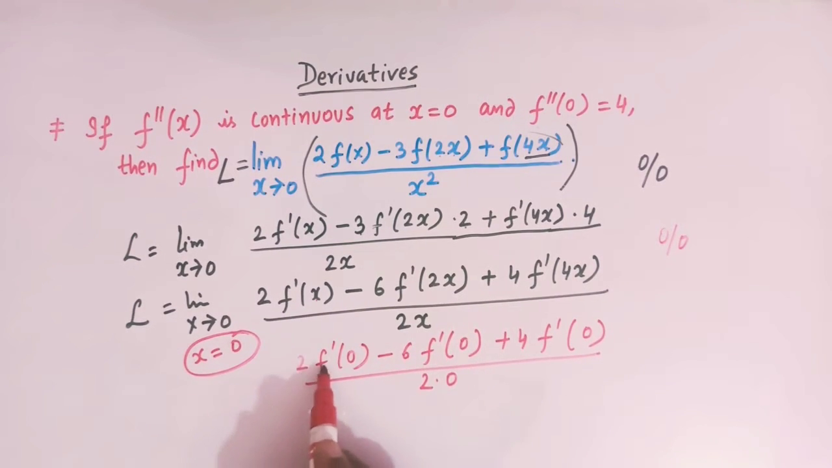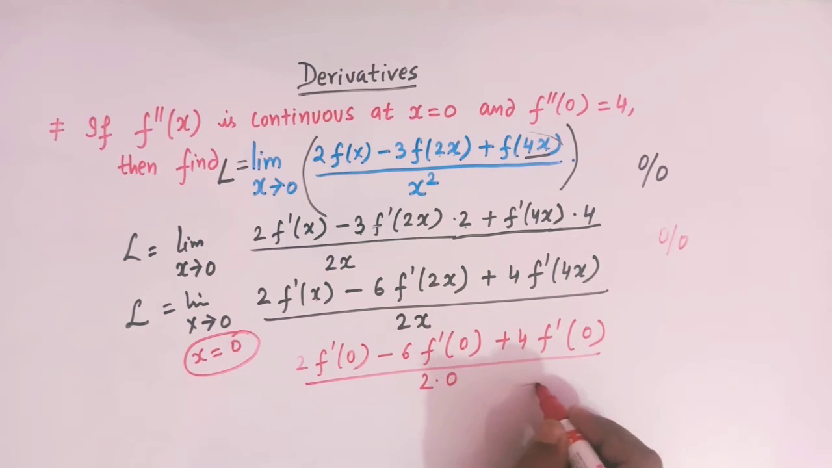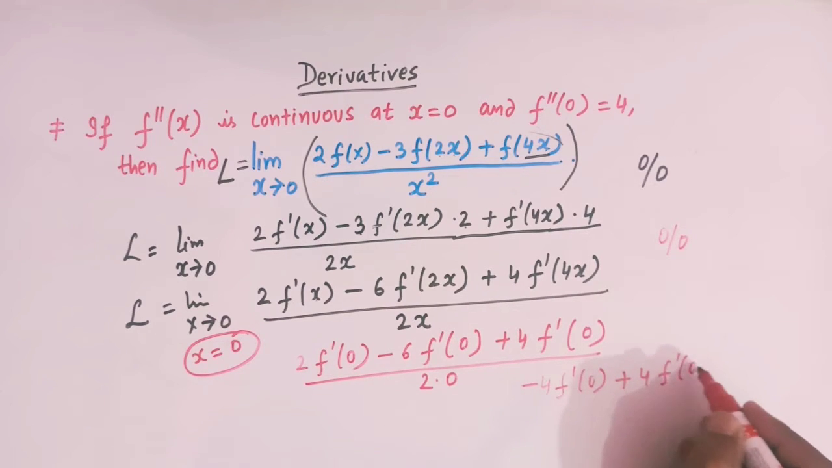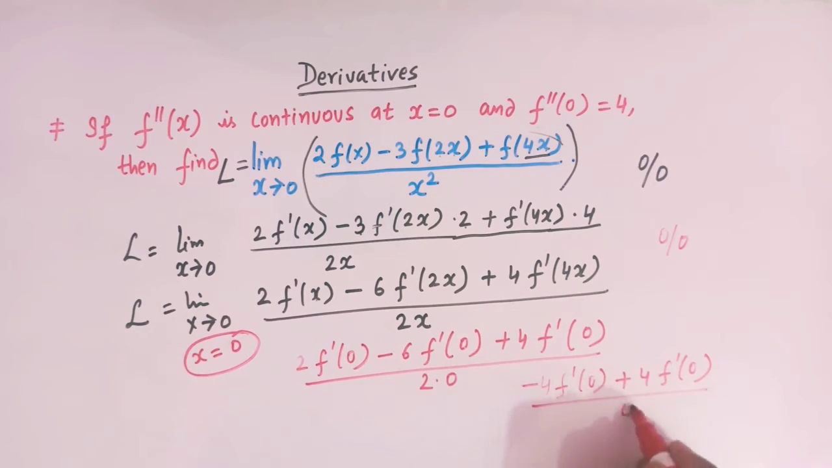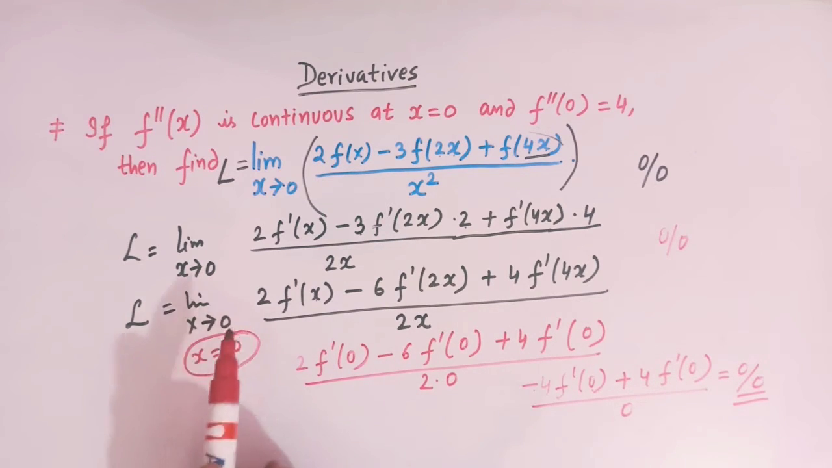So we have 2 times f prime of 0 minus 6 times f prime of 0. So 2 minus 6 is minus 4 times f prime of 0, and this is plus 4 times f prime of 0, right? And in the denominator we have 2 times 0, which is 0, so we have got 0 over 0 form, right? So in the second step as well we are getting the 0 by 0 form, so hence we'll again differentiate the numerator and denominator with respect to x.